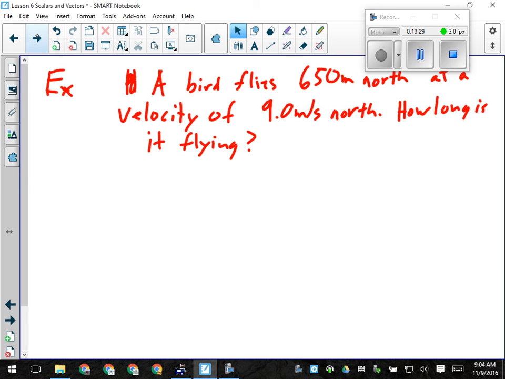Good morning. Okay. A bird flies 650 meters north at a velocity of 9 meters per second north. How long is it flying? Is this a vector or scalar question? It's a vector question. It's a vector question asking us to solve for a scalar quantity, oddly enough, but it's still got vector quantities in it. So our velocity here is 9.0 meters per second north.